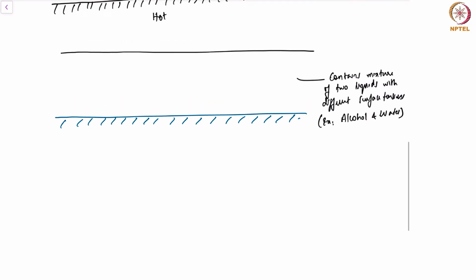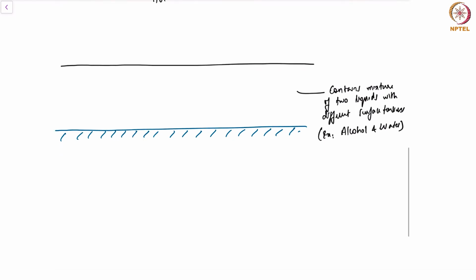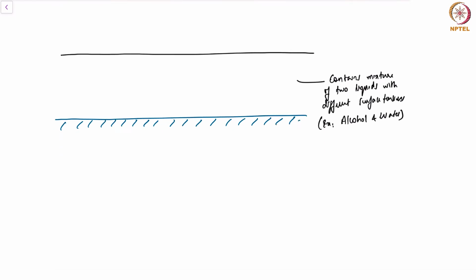Now if we were to create such a system and expose it to the atmosphere, as we know, alcohol is more volatile than water and evaporates more easily, and let us consider a situation where alcohol is evaporating a bit more, somewhere in the middle.